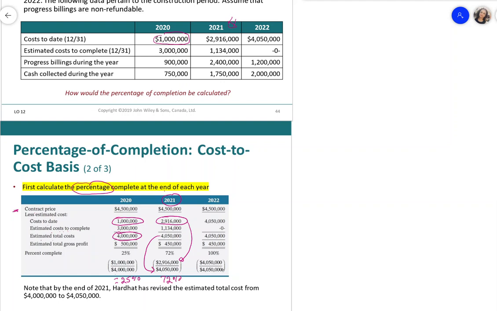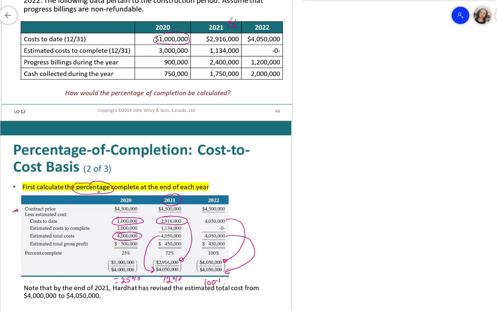And when you go to the third year, if the project is for 3 years, in the last year you're going to complete the project fully. If you're going to complete the project fully, what you're going to do is take the cost to date divided by the total cost, and that will be completed 100%.